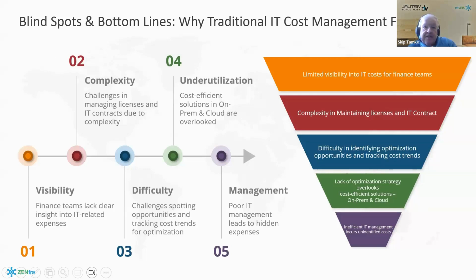Okay, so the idea of traditional IT cost management, why that doesn't work well. And just going to go through some of those items right now. So number one, visibility. Finance teams lack a really clear insight and understanding of what's going on in the IT world. They know what they're paying, they know how long they're paying it for, but they don't quite know the business function that's being delivered.